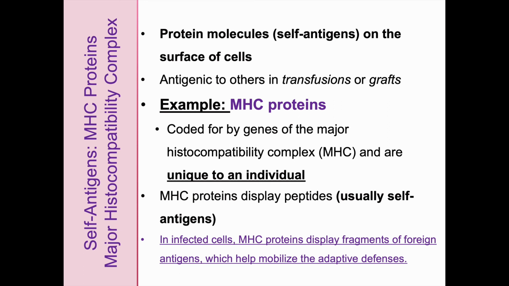Next, the self-antigen, that is MHC proteins, the major histocompatibility complex. They are the protein molecules on the cell surface that are antigenic to others in transfusion or grafts. MHC proteins are coded by the genes of the major histocompatibility complex and are unique to an individual. MHC protein displays proteins, usually self-antigens. If cells are infected, MHC proteins display fragments of foreign antigens, which help mobilize the adaptive defenses.